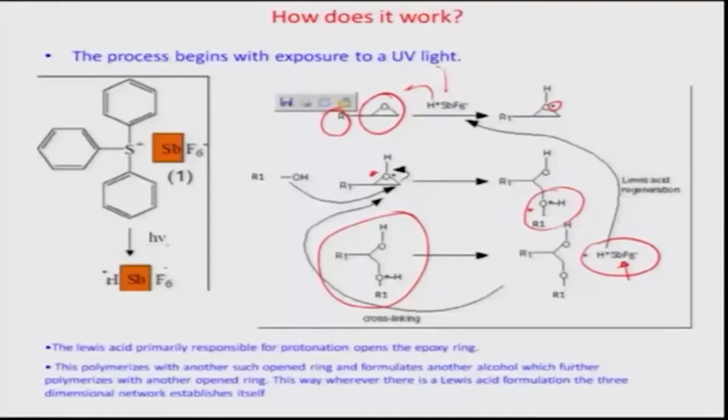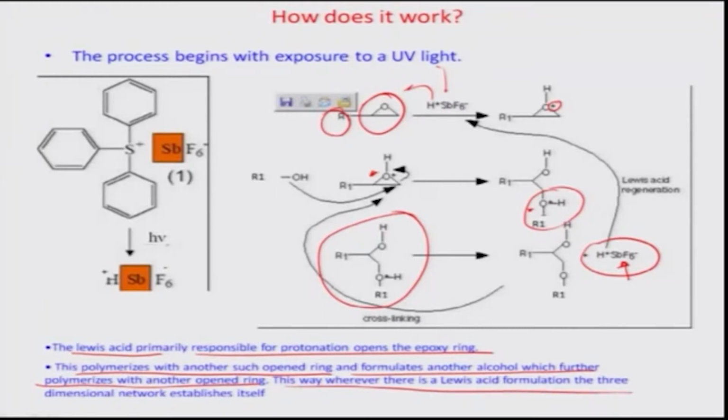So the processes involve Lewis acid, which primarily is responsible for protonation and opening of the epoxy ring. This polymerizes with another such open ring, formulates another alcohol which further polymerizes with another open ring, and this way there is a Lewis acid formulation of the 3-dimensional network which establishes itself. So that is how the photolithography process really works.